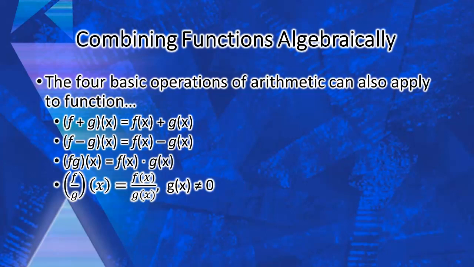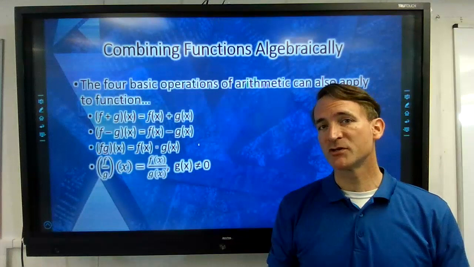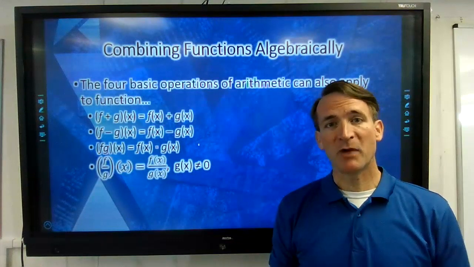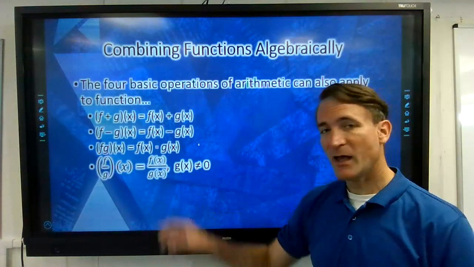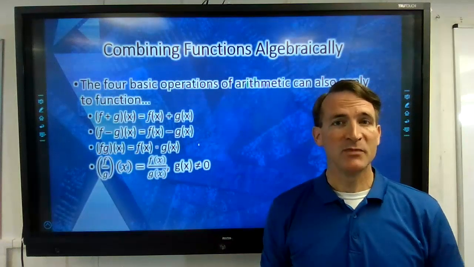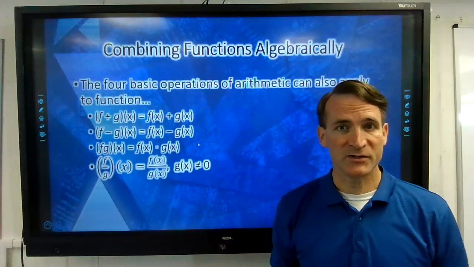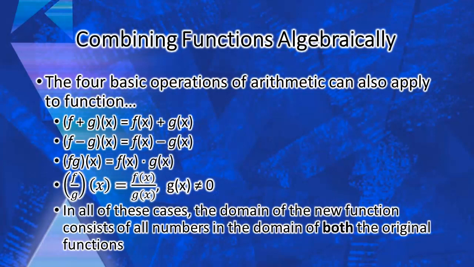Now, in this particular one, this division one, we do need to be careful because we cannot divide by 0. So there are going to be extra restrictions on our domain that are possible because we cannot have the value of g(x) being equal to 0. In all of these cases, we are going to be limited to our original domains. There may be an additional restriction on that division one, as I just explained.